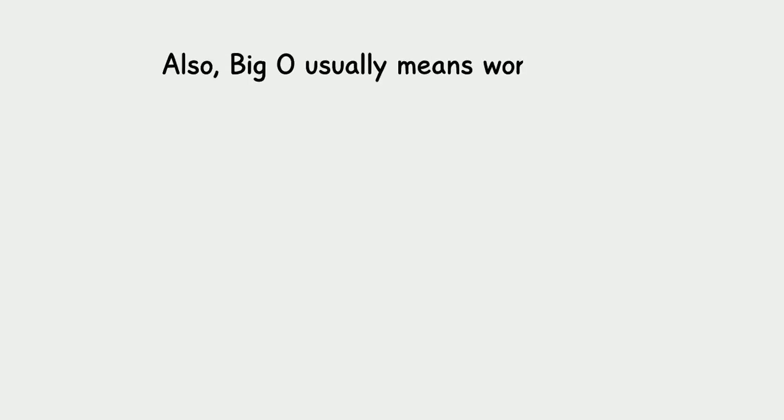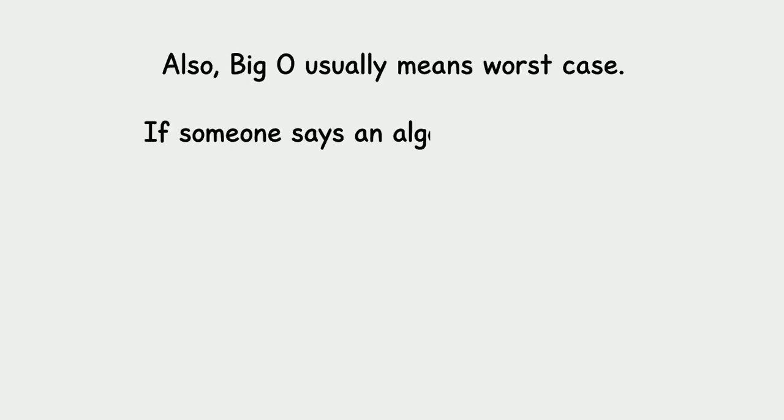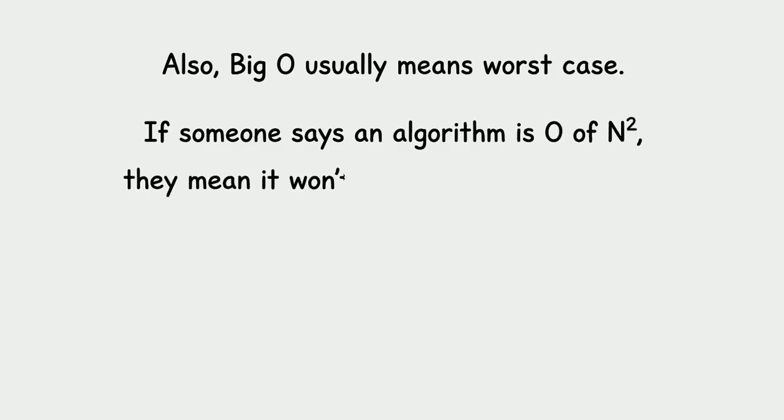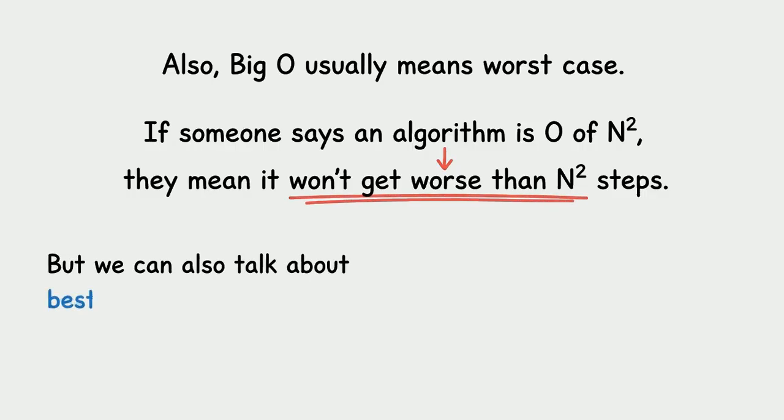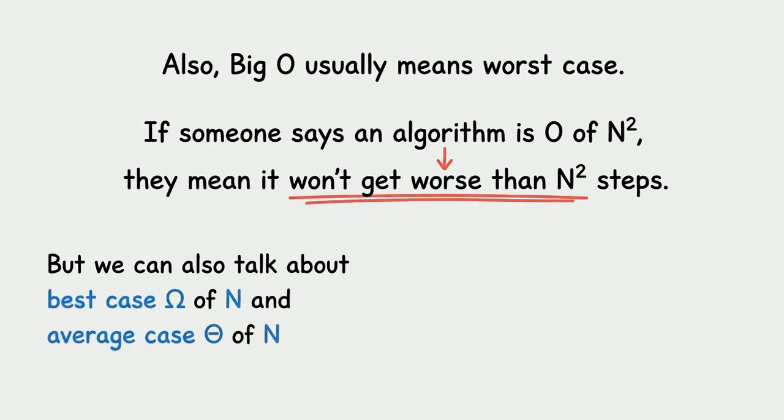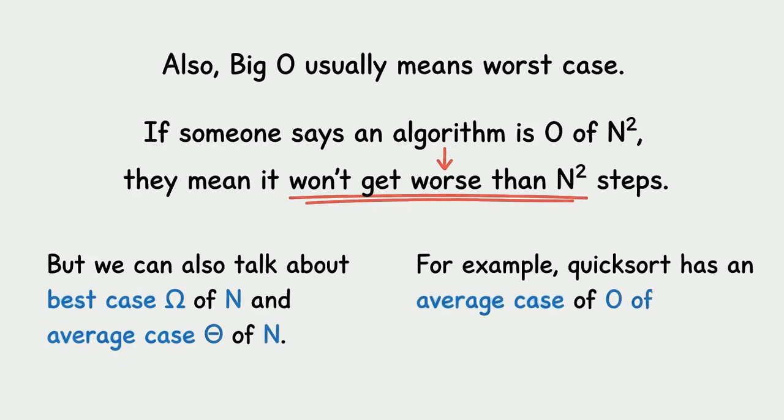Also, Big O usually means worst case. If someone says an algorithm is O of n squared, they mean it won't get worse than n squared steps. But we can also talk about best case, which is written as omega of n, and average case, which is written as theta of n. For example, quicksort has an average case of O of n log n, but a worst case of O of n squared. Let's go through some common Big O classes.